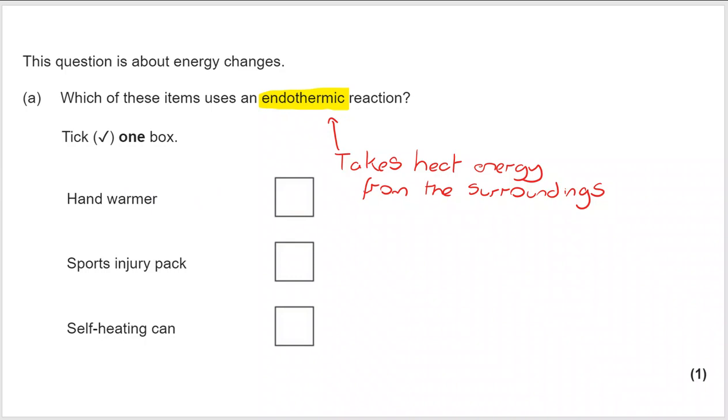Now, the one that stands out there is the sports injury pack, an ice pack. The other way to look at this, if you really couldn't remember, is that hand warmer and a self-heating can both heat up, which makes the sports injury pack the odd one out.